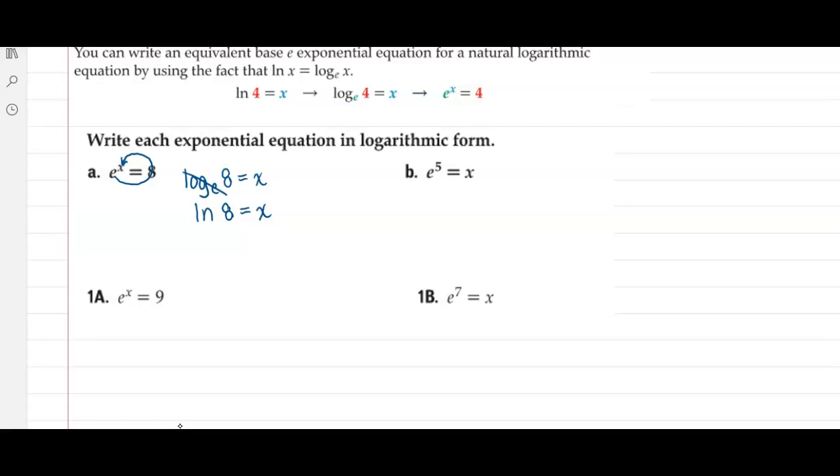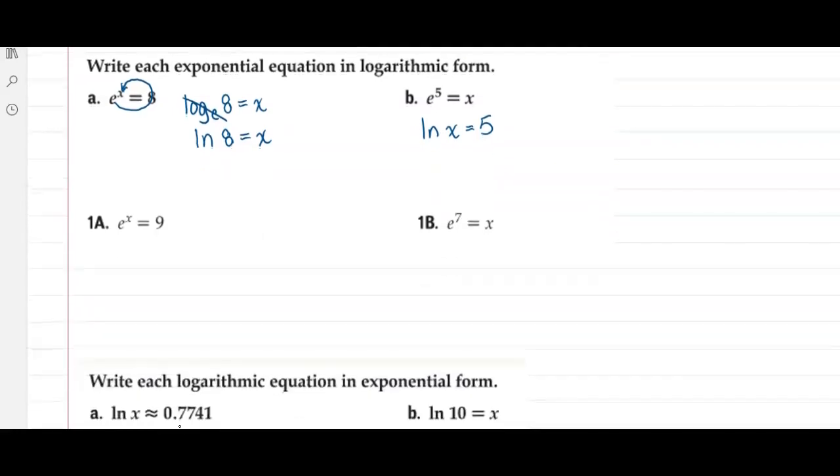Let's try this next one. Log base e, again, I'm not going to say log base e, I'm going to say natural log of x equals 5. Pause the video and try the next 2 examples.